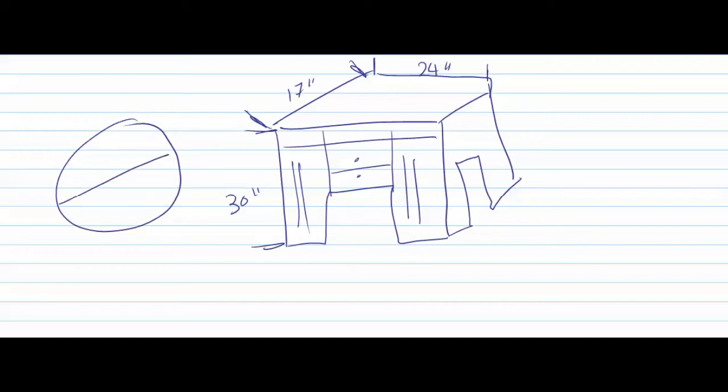So I'm going to draw out a quick sketch here. In this case, we need the height of the item. So let's just say this was 30 inches. The width of the item. So let's say that this was 24 inches. And the depth. So the depth was 17 inches. And if it's a square item, it's as simple as that. Now, if it were more of a round item, just the diameter on that is fine.